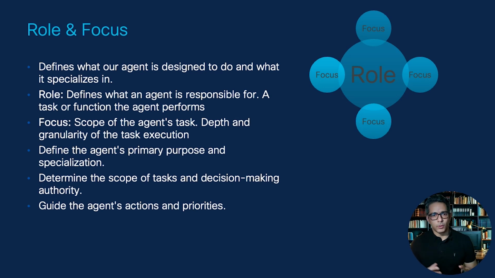So let's start with role and focus. This defines what our agent is designed to do and what it specializes in, the combination of role and focus. Role defines what an agent is responsible for, and a task or a function that the agent performs. And focus is the scope of the agent's task. It is the depth and granularity of the task's execution. These define the agent's primary purpose and specialization, and they determine the scope of task and decision-making authority, and also guide the agent's action and priorities.